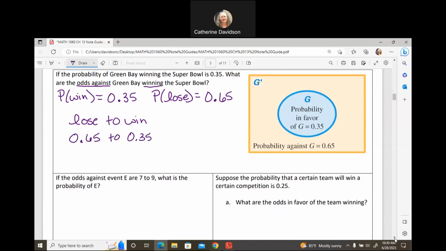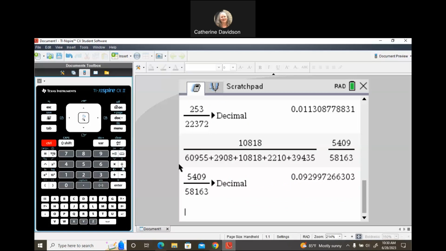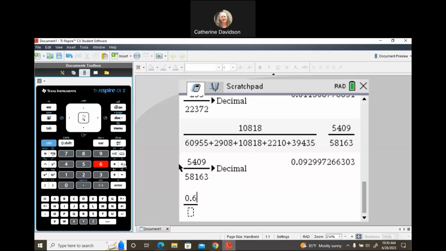Now we can't have it as decimals, so you're going to put this in your calculator like this. So you may want to make a note, calculator. And let the calculator do the work for you. Put what you want on top.